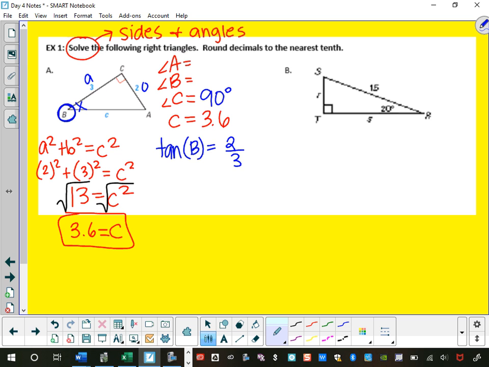I'm solving for angle B, so this is how we know we have to use the inverse. It's going to be B equals tan to the negative 1 of 2 over 3. What do you guys get for the measure of angle B? 34 degrees. Sounds good to me.